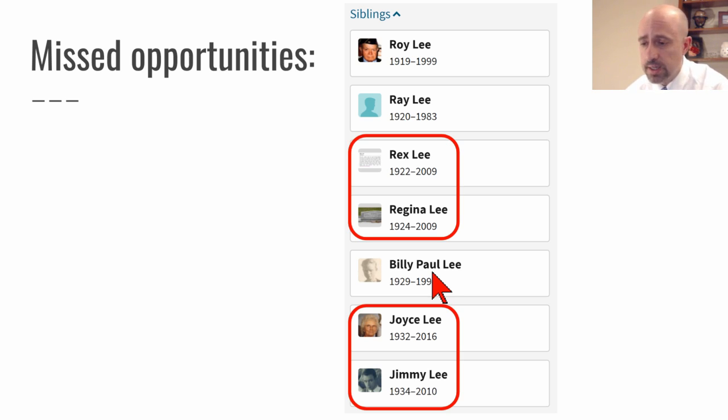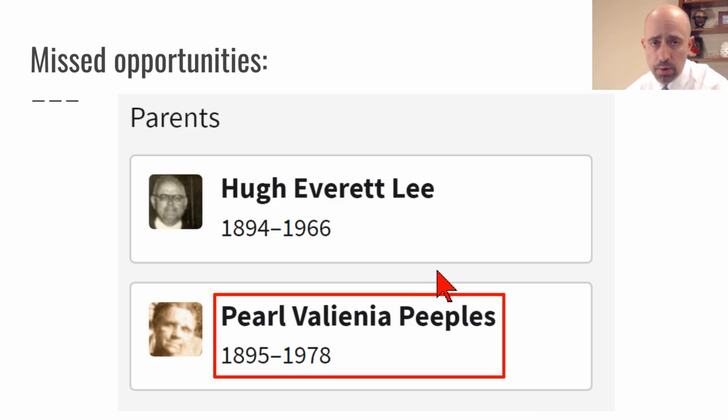So if I had tested all 4 of my paternal grandfather's siblings, we would have captured most, if not all, of their parents' DNA, my great-grandparents. So Ralph's parents, Hugh and Pearl, if I had tested all four of Ralph's surviving brothers and sisters, we could have captured all or virtually all of Hugh and Pearl's DNA.